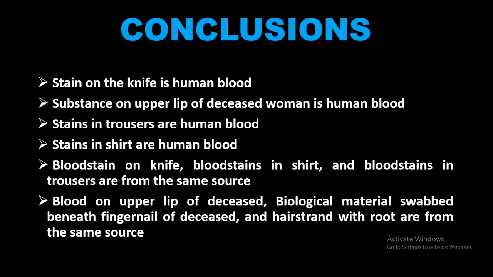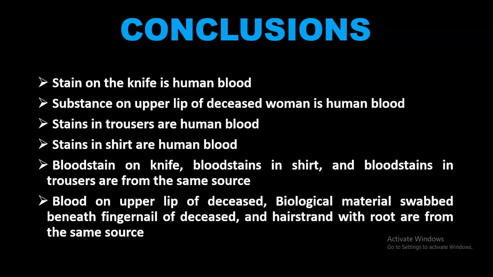So what conclusions were drawn? 1. It was concluded that the stain on the knife was human blood. Also, it was concluded that the substance on the upper lip of the deceased woman is human blood. Also, it was concluded that the stains in the trousers found in the room of the male suspect were human blood. It was also concluded that the stains in the shirts were human blood. It was also concluded that the blood stain on the knife, blood stains in the shirt, and blood stains in the trousers were all from the same source.